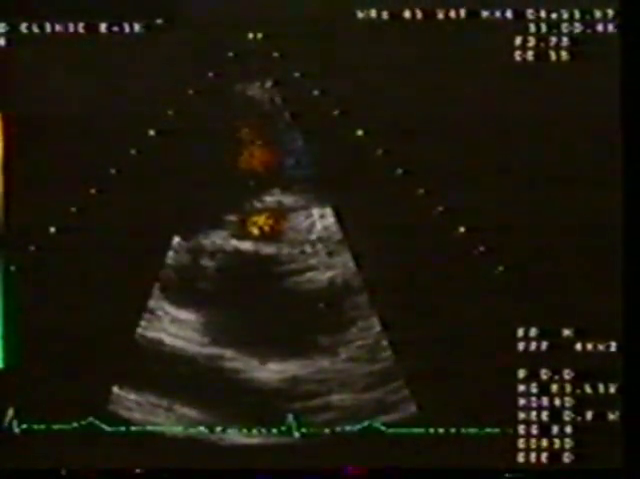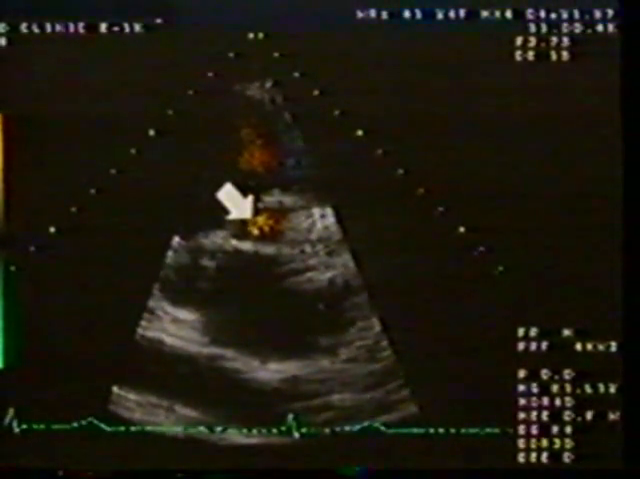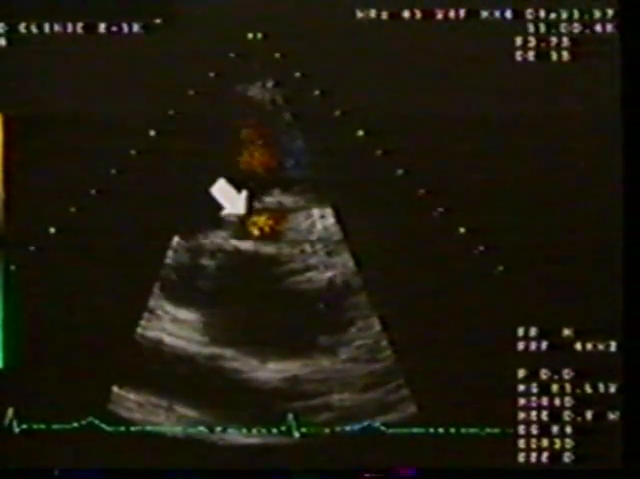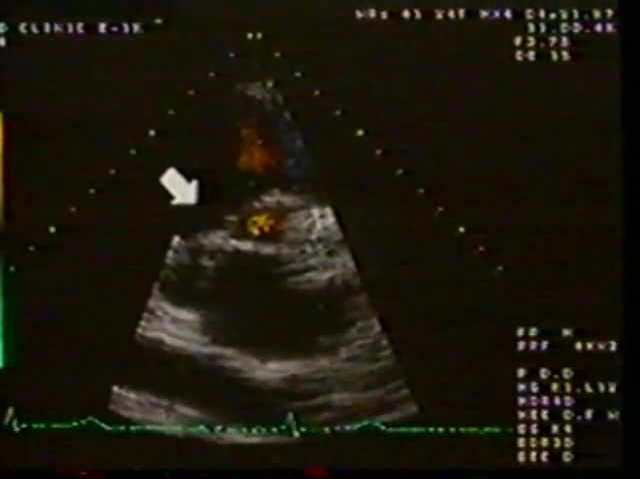In parasternal short-axis format, the area of the color flow jet again appears moderate relative to the area of the proximal left ventricular outflow tract. In real time, tricuspid regurgitation will also be present.